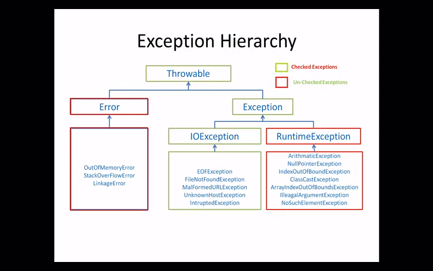Okay, so these errors and exceptions occur at runtime only, while we are executing our programs. Examples of errors are OutOfMemoryError, StackOverflowError, LinkageError. Examples of exceptions are IOException and RuntimeException. Again, the children of IOException are EOFException, FileNotFoundException, UnknownHostException, InterruptedException. Examples of RuntimeException children are ArithmeticException, NullPointerException, IndexOutOfBoundsException, etc. There are so many classes in the Exception class.